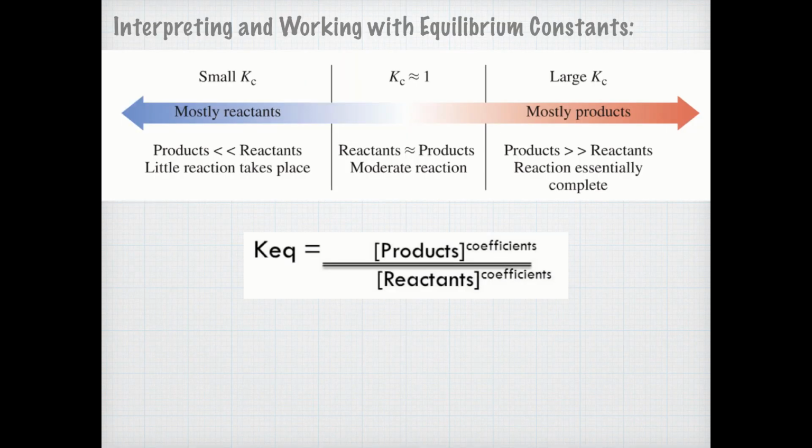So the size of your Keq or your Kc or your Kp, your equilibrium constant, actually tells you a lot about the equilibrium reaction.